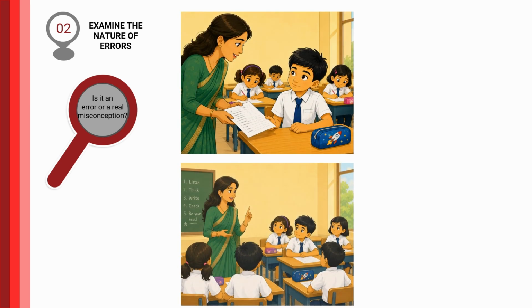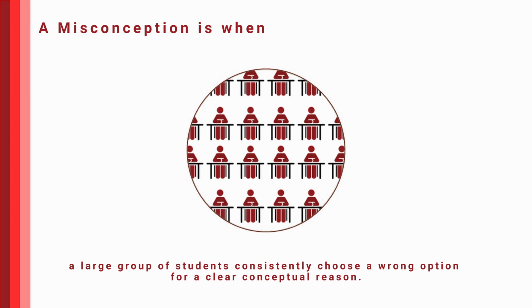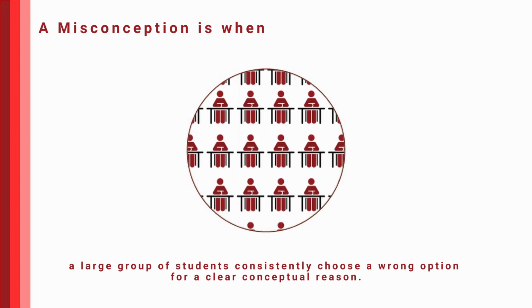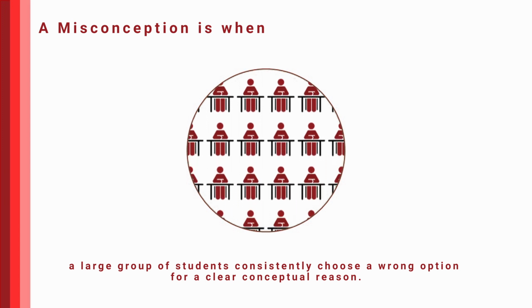So in such cases, the teacher should first check with the students why they chose that option. If a term was misunderstood, re-explain it. If it was a careless miss, train them to read more attentively. Only when a large group of students consistently choose the same wrong option for a clear conceptual reason can we treat it as a genuine misconception.